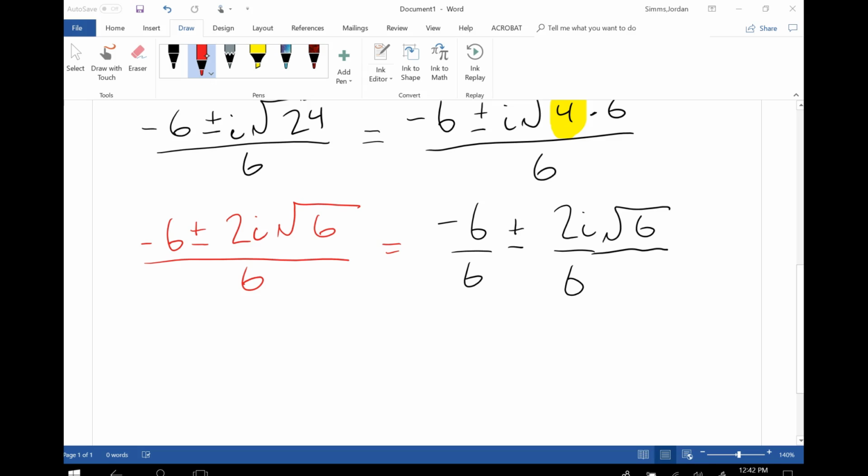So -6 divided by 6 is going to be -1 plus or minus. And here, this little fraction, this 2 over 6, let's just reduce that as well. That's going to be I.